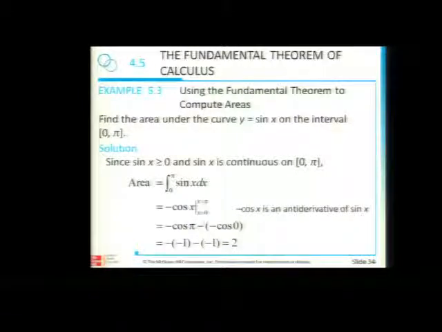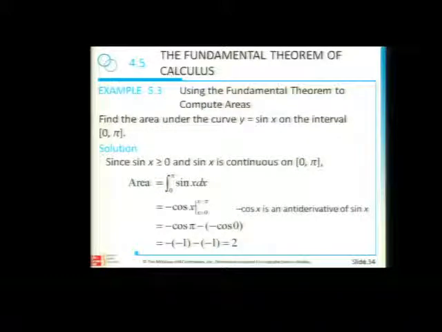And then put in the limits of integration from 0 to pi. So when x equals pi, that is the upper limit. x equals 0, the lower limit, you get minus cosine 0. Subtract them, you get 2. So this is the area under the sine curve from 0 to pi.